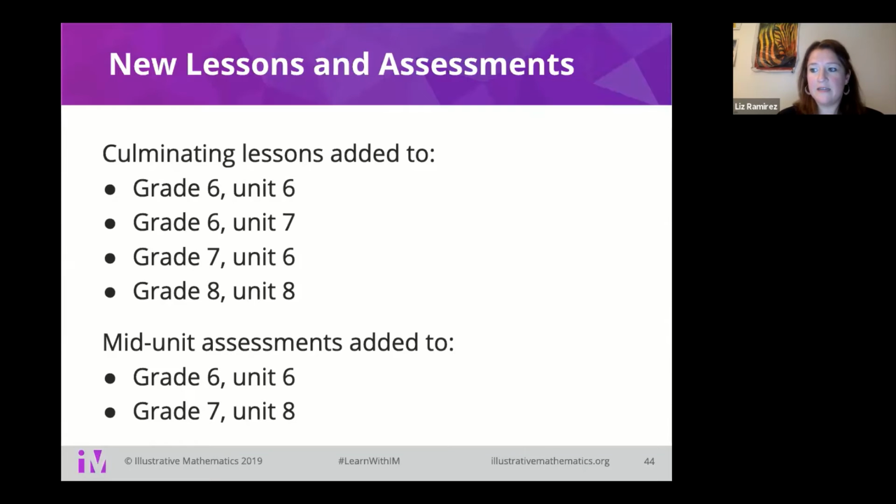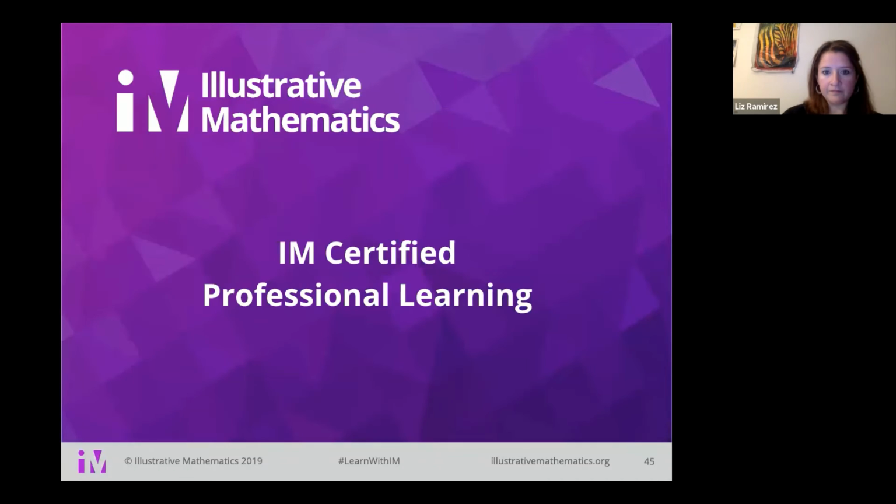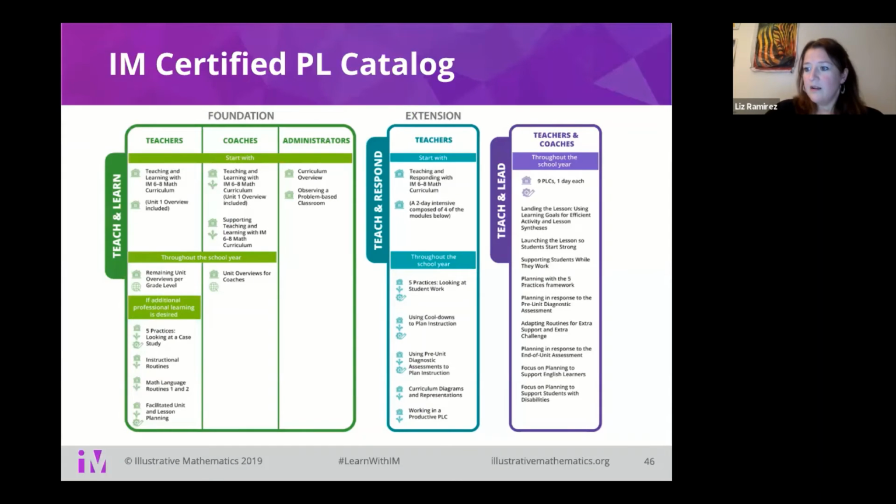Okay, finally, we have our IM certified professional learning that helps teachers to focus their instruction on the needs of their students. Here is a bird's eye view of the IM certified professional learning catalog. I'll give you a moment to take a look and read through. We have a variety of professional learning offerings provided at the foundational level and at the extension level.